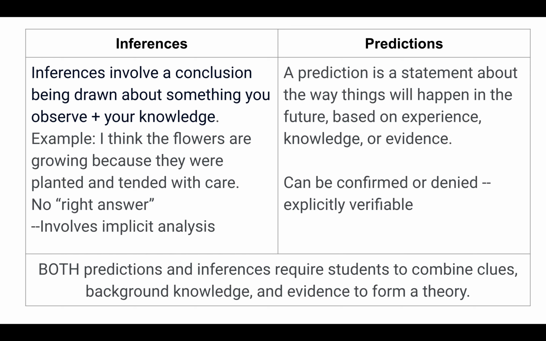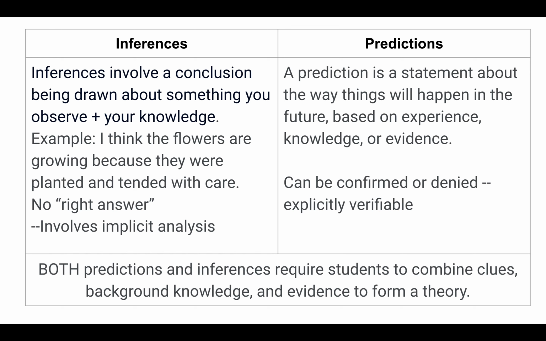So a prediction is a statement about the way things will happen in the future. Again, based on those clues that they have from the text plus experience. And so a prediction is always about what you think will happen. So you could say, I would like to predict what tomorrow's day will be like, based on the amount of preparation I've done for tomorrow.